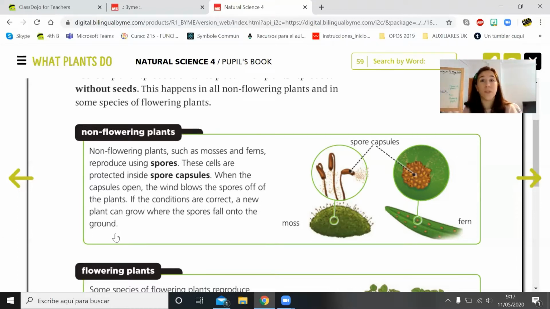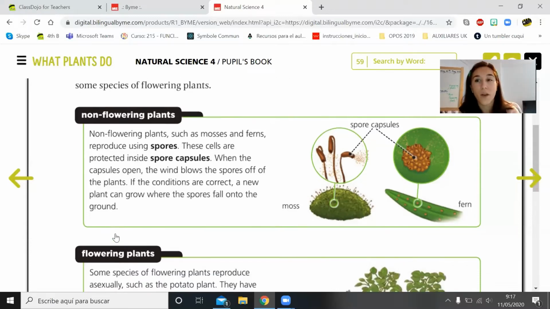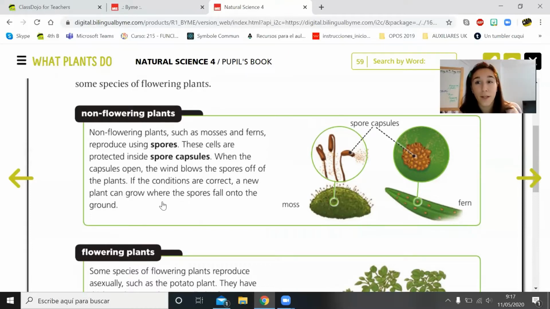The spores do the same. The wind blows the spores and they fall to the ground, and if the conditions are good, they grow, okay? A new plant grows. So in non-flowering plants, we find spores inside spore capsules.